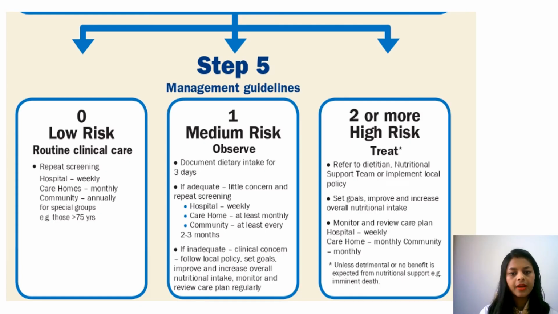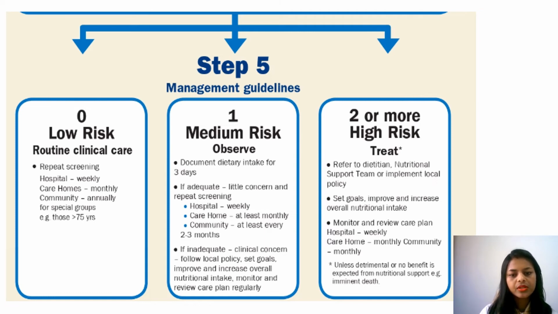So step 5 is management guidelines. If the patient is at low risk, you just have to do the routine clinical care for the patient. You have to repeat the screening. If the patient is in hospital, you have to repeat the screening weekly. If the patient is in a care home, then you have to repeat the screening monthly. And if the patient is in the community, then you have to do the screening annually, especially for the group who are in the age group of more than 75 years.